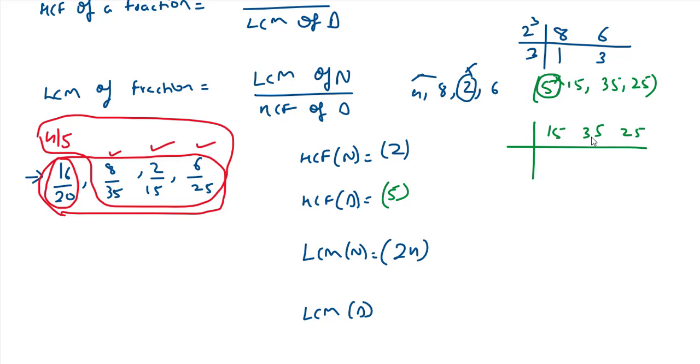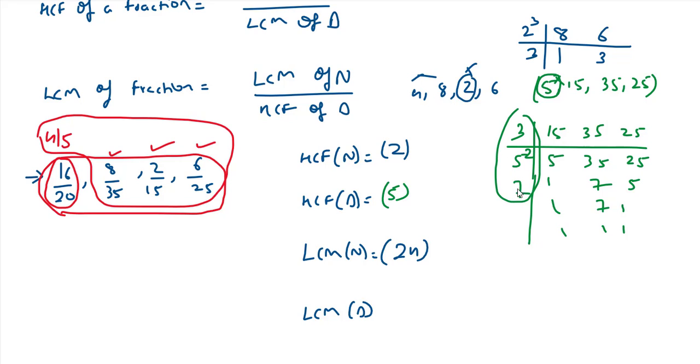First we'll start with 2. None of these numbers are divisible by 2. We can take 3. So this will become 5, 35 and this will remain as 25. Then we can take 5. So this will become 1. This will become 7. This will remain as 5. So we can again divide it by 5. So this will become 5 square. 1, 7, 1. Then we can finally divide it by 7. So this all will become 1. So the LCM of the denominator will be 3 into 5 square into 7, which is 25 into 3, which is 75. 75 into 7 will be equal to 525. So the LCM of the denominator will be 525.